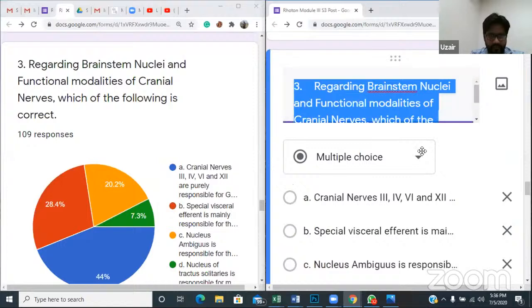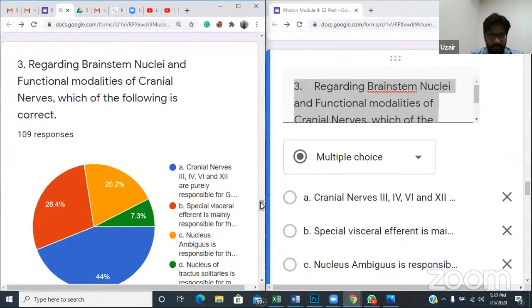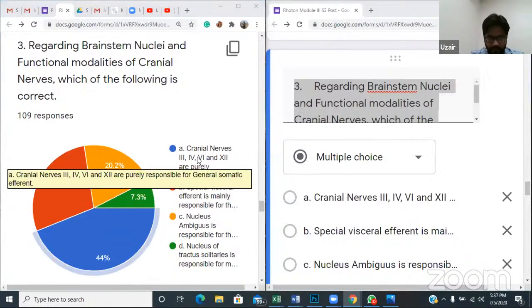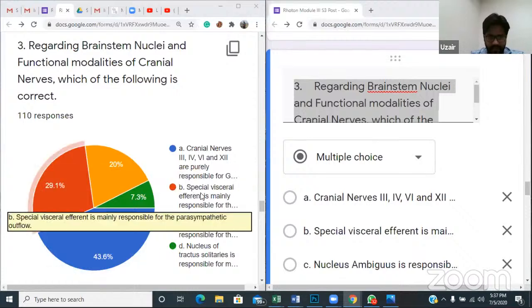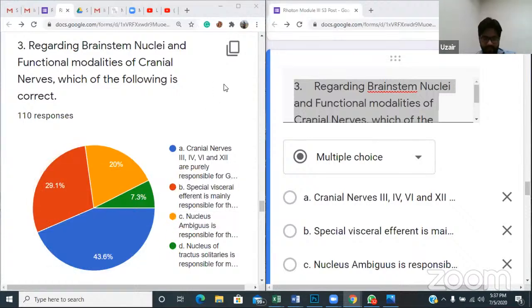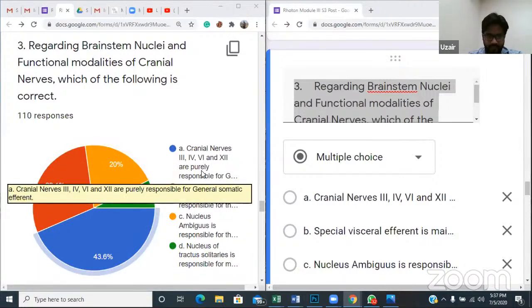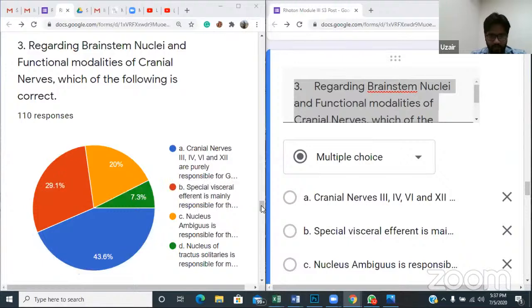This was, I think, a difficult one. Regarding brainstem nuclei and functional modalities of the cranial nerves, which one of the following is correct? So, the answer A was right. The general somatic efferent for the extraocular muscles and all the intrinsic and extrinsic muscles responsible for the general somatic efferent.